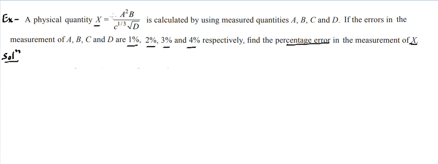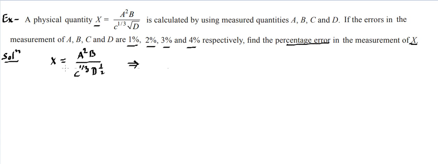This is given as x is equal to a raised to power 2 b upon c raised to power 1 by 3 and under root d. So we can rewrite it as x is equal to a square b upon c raised to power 1 by 3 and d raised to power 1 by 2. That's how it is written. Now we have understood what this formula of error for power expressions is.